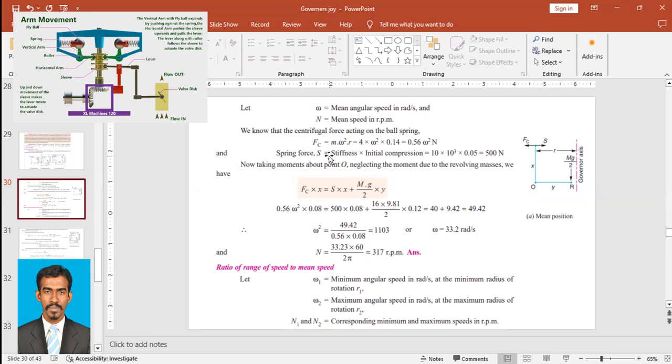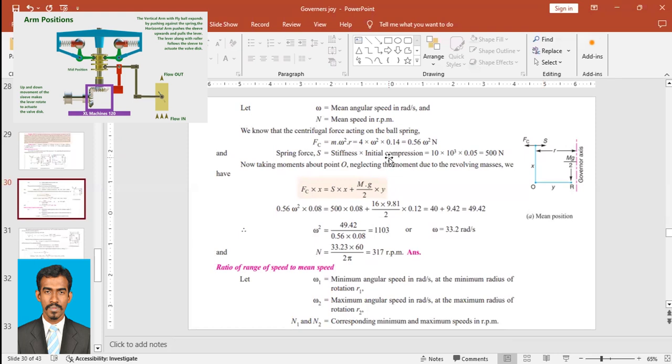And the spring force. We know it is stiffness into initial compression when it is in the mean position. So in this mean position, the spring force S is equal to stiffness of the spring into initial compression. How much is that stiffness? It was given 10 kilonewton per meter, that is 10 into 10 to the power 3 Newton per meter, into initial compression that was given 50 millimeters, so that is 0.05 meter. When you multiply that, you will get 500 Newton. So you have this spring force at the mean position, initial position, it is 500 Newton.